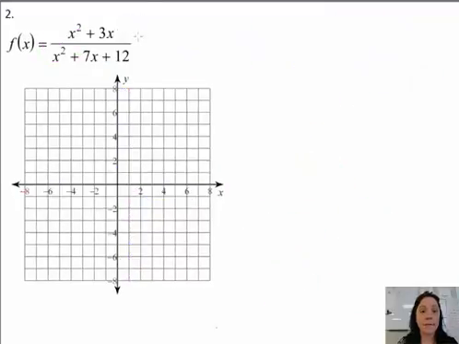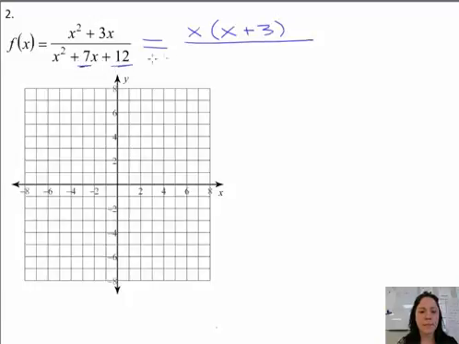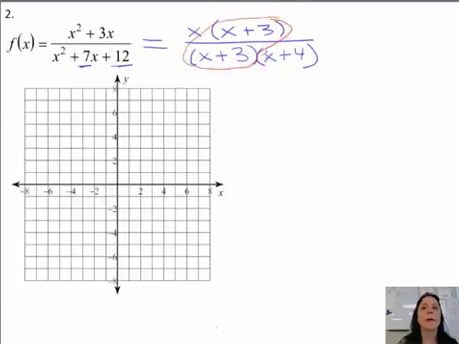Let's find the holes in another graph. Once again, we have to start by factoring. And I can factor an x out of the numerator, and that gives me x times x plus 3. And in the denominator, two things that add to 7 and multiply to 12, all positive, x plus 3 times x plus 4. So once again, I have a factor that is common to both the numerator and the denominator. So I'm going to have a hole where x plus 3 would equal 0, or at x equals negative 3.